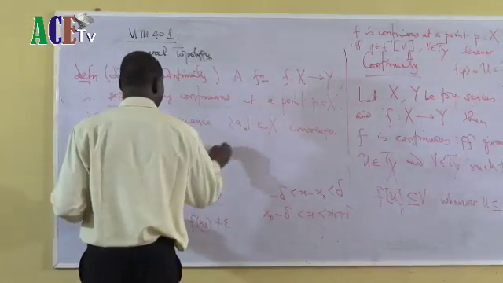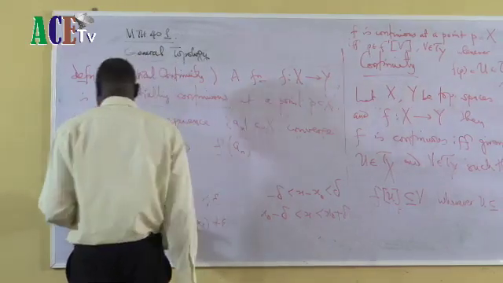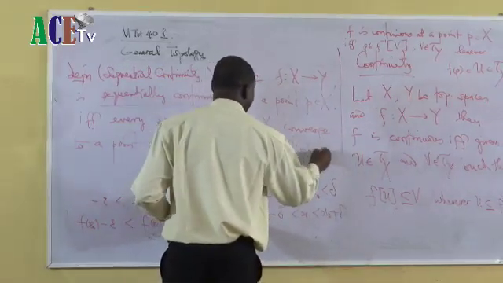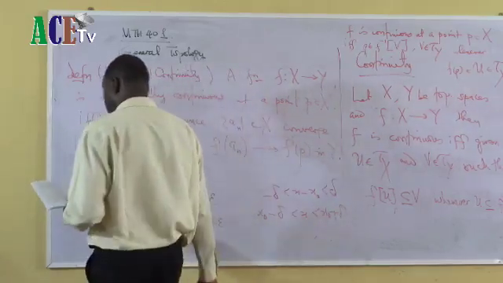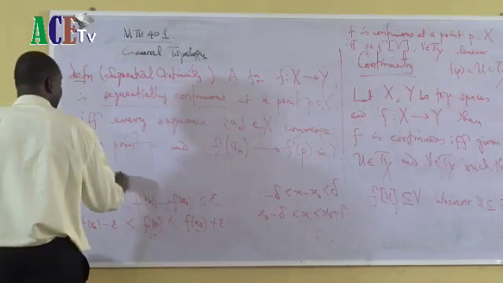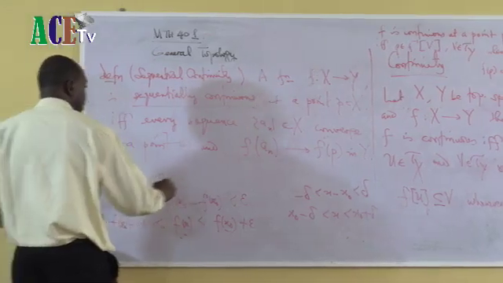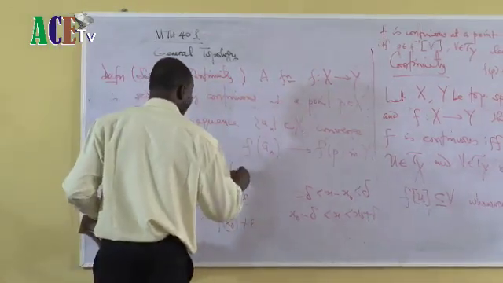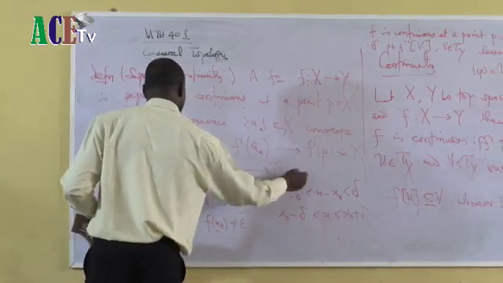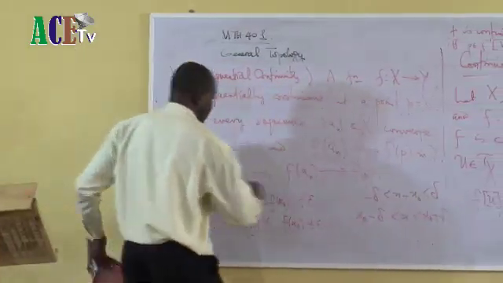And the function of this sequence converges to f of P in Y. Okay? So what is this simply saying? That the continuity of a sequence implies continuity of that sequence in a function or in a map. So that is what sequential continuity means.